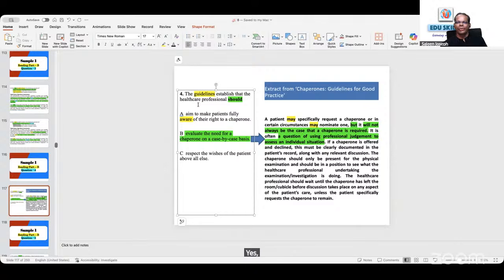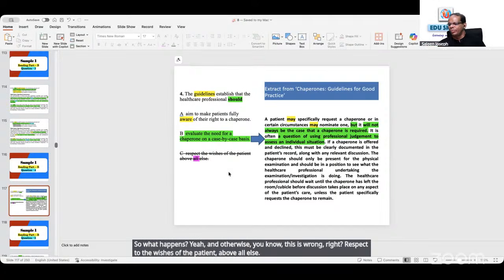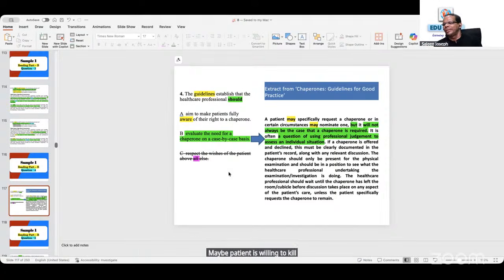B. Evaluate the need for a chaperone on a case by case basis. C. Respect the wishes of the patient above all else. So what happens? Eliminate. Even otherwise, this is wrong, right? Respect the wishes of the patient above all else. Maybe the patient is willing to kill another man or hit and dance inside the ward. Can you do that? No. So that is eliminated.